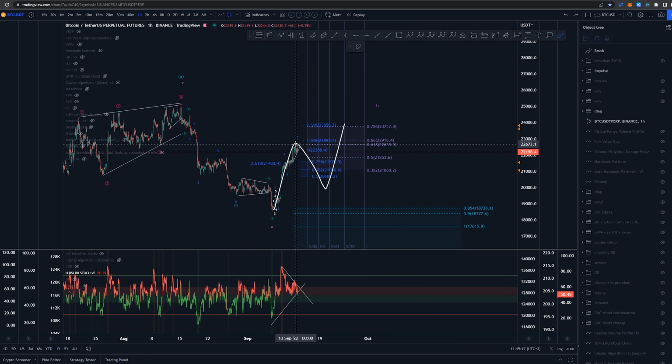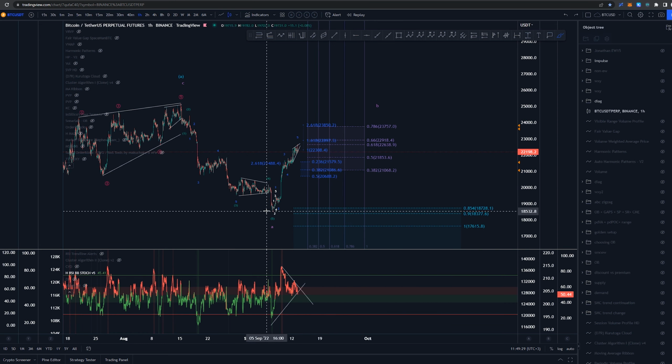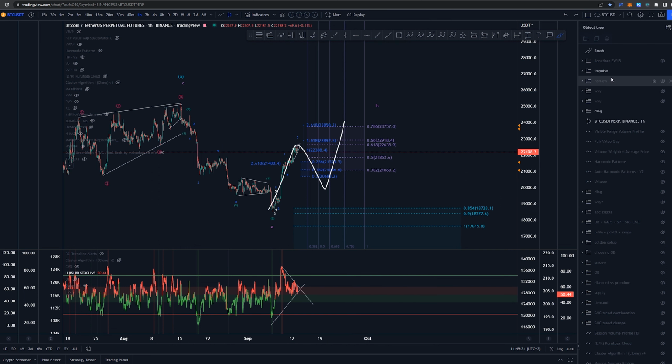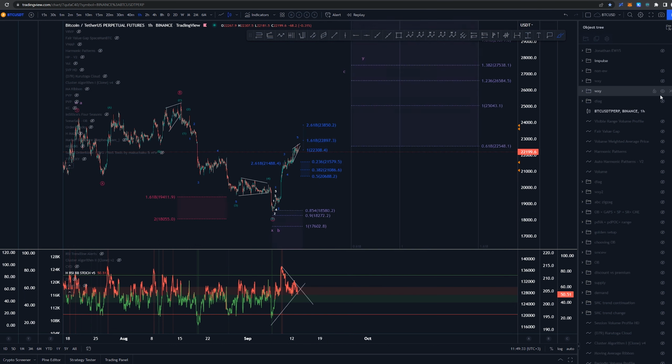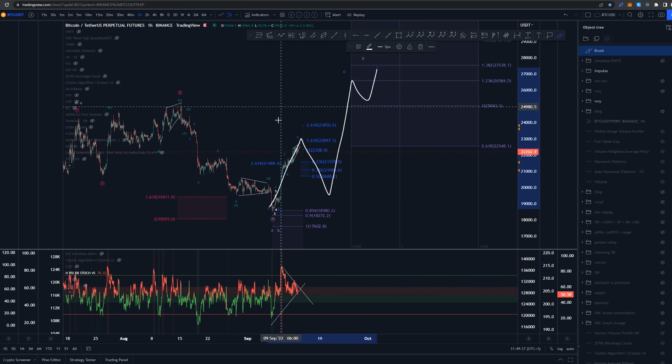But anyway, what we would be expecting on both of the counts is this structure over here, this pullback coming down, and then we would be looking for at least one more high here to create a five-wave structure, to create this ABC here for this B wave, or the wave 1, 2 and 3, 4, 5. So those are the two different scenarios.